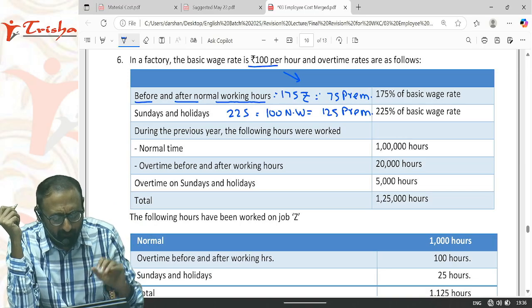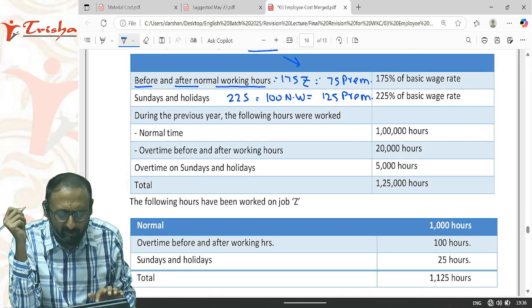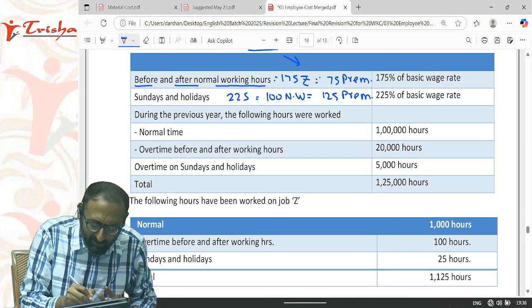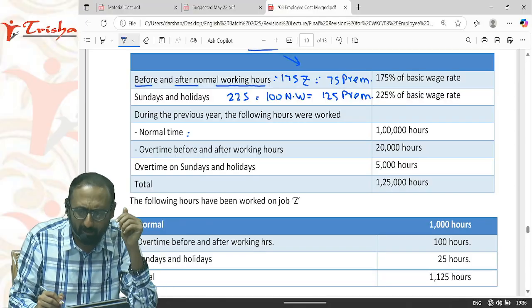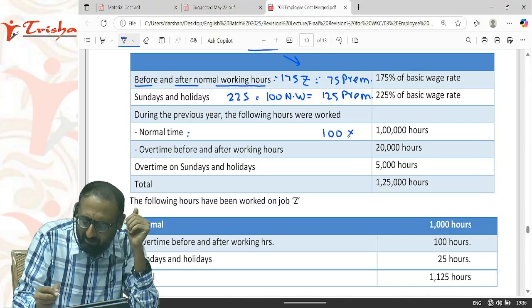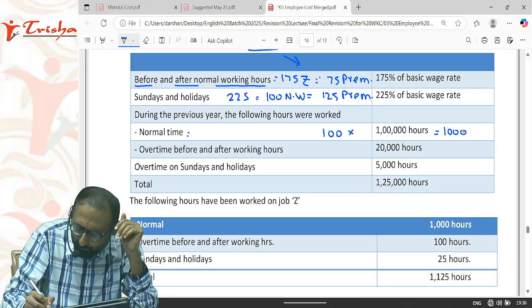During the previous year, the following hours were worked. Normal time: 1 lakh hours. You will have to tell me, these 1 lakh hours will be multiplied by what? Is it the 100 rupees normal wage rate you will apply here? 1 lakh multiplied by 100, is it 1 crore rupees?